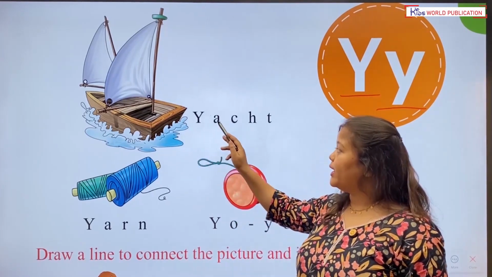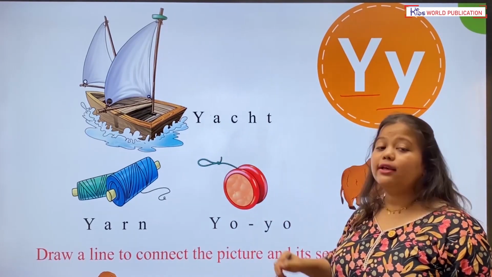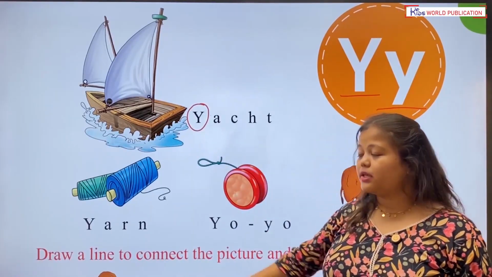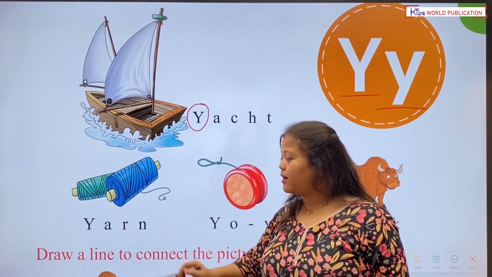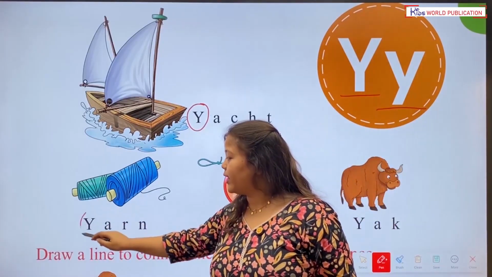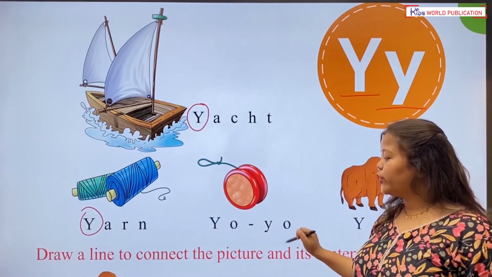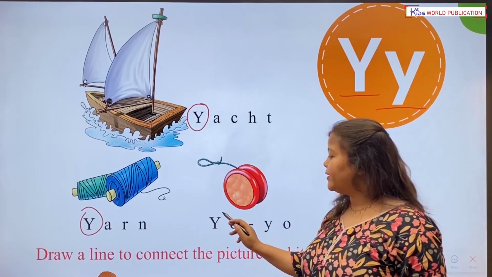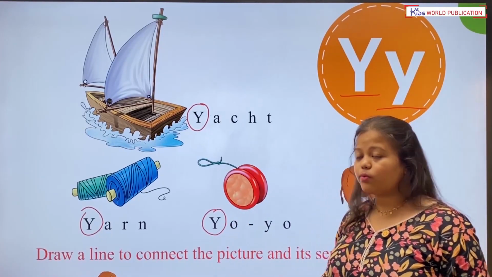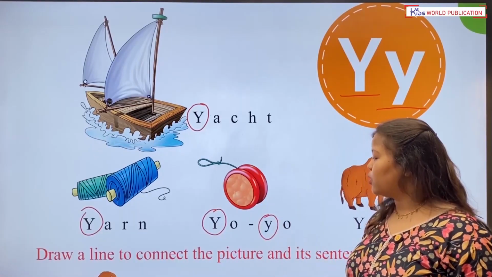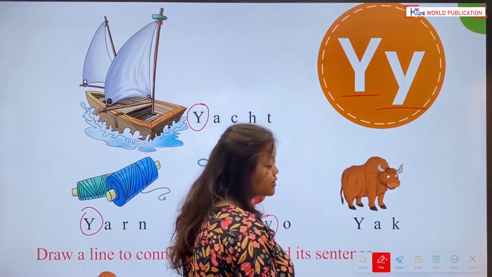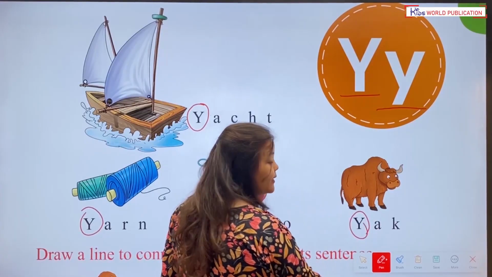Yacht. Y-A-C-H-T. Yacht. We'll circle letter Y here. Yarn. Y-A-R-N. We'll circle letter Y here. Yo-yo. Y-O-Y-O. So we'll circle Y here. This is capital Y and this is small y. Yak, Y-A-K, yak. So we'll circle letter Y here.